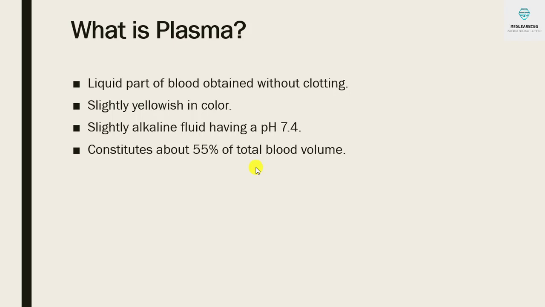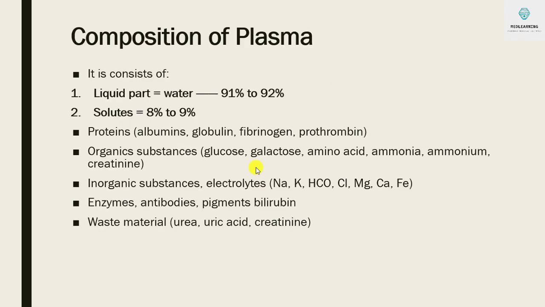If I move on, I want to talk about the composition of plasma. Plasma has its own composition. What is it composed of? Plasma consists of around 91 to 92% water. This is the major composition of plasma. It consists of 8 to 9% solutes. So the majority of it is water, but it has a number of solutes inside it as well.